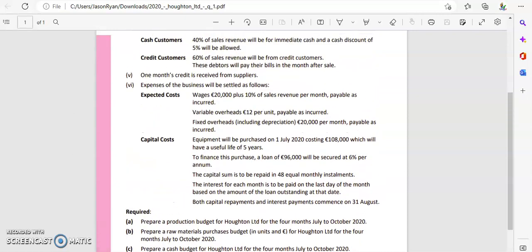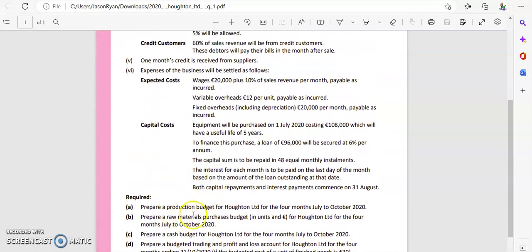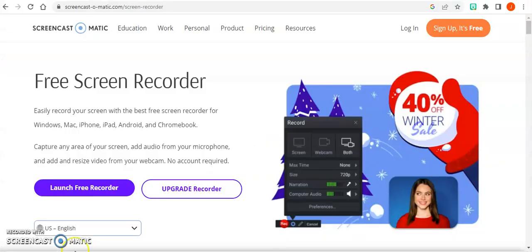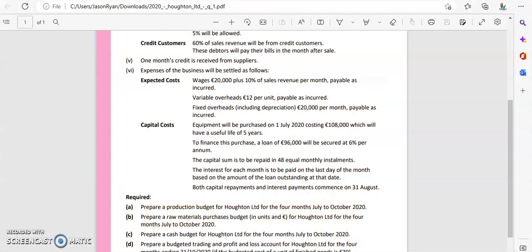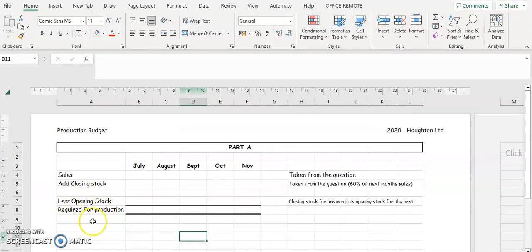So the first part we're going to look at is part A, prepare a production budget. It tells us in the question that we need to prepare a production budget for the first 4 months. The layout of a production budget: what we're trying to do is find out how many units we require for production. So we need to find our sales, which is usually taken from the question. We're going to add our closing stock, which we calculate from information in the question, and we're going to take away our opening stock. That gives us the number of units that we need to produce.